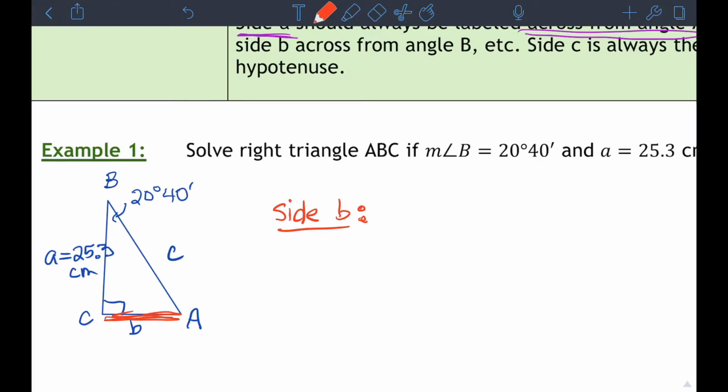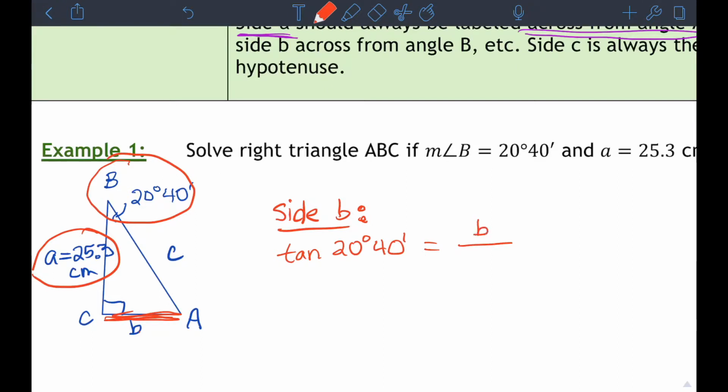So for the angle that we have, we're looking for the opposite side and we have the adjacent side. So if you think what trig function relates your opposite side and your adjacent side, we're going to end up using tangent. So we could write an equation that says tangent of angle B would be equal to B over A. If we use the values that we actually have, we could say tangent of 20 degrees 40 minutes would be equal to my opposite side, which is B, divided by my adjacent side length of 25.3.